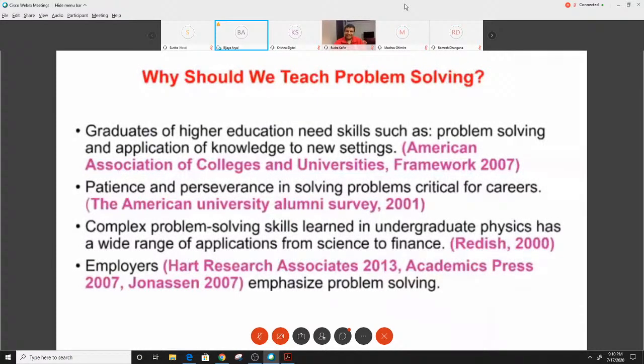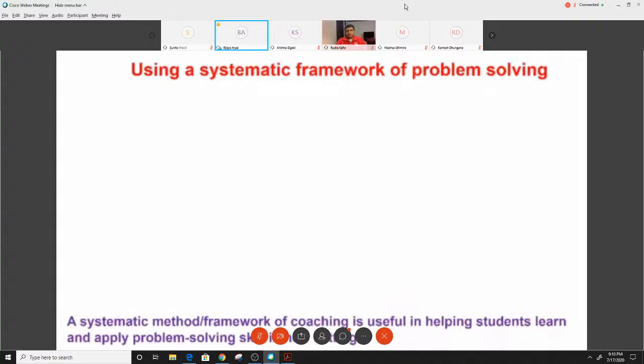Basically, when I was looking at those surveys, more than 85 to 90% of those employers, those educators, those agencies, said that problem solving is their number one skill, by an overwhelming majority, about 80 to 90% in those surveys. We have other surveys also, but I just wanted to share some of them. So everybody emphasizes problem solving. That is why we should care, because we want to help students develop a skill that is relevant for their life. So the question is, how should we teach problem solving?